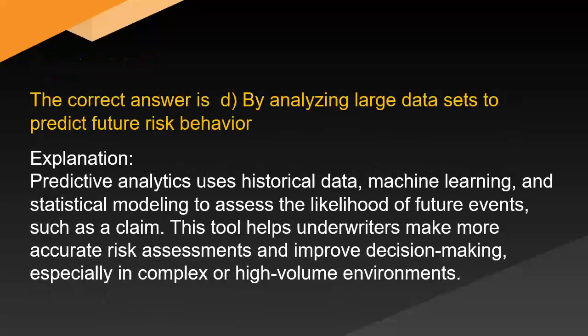The correct answer is D. By analyzing large data sets to predict future risk behavior. Explanation. Predictive analytics uses historical data, machine learning, and statistical modeling to assess the likelihood of future events, such as a claim. This tool helps underwriters make more accurate risk assessments and improve decision-making, especially in complex or high-volume environments.